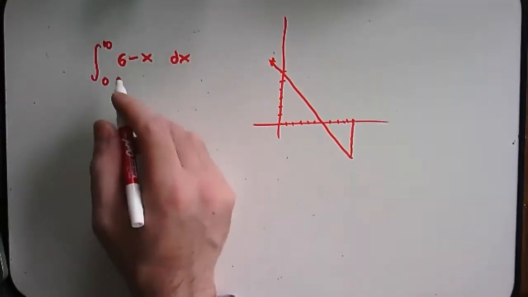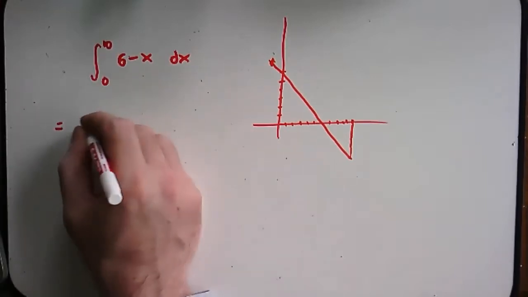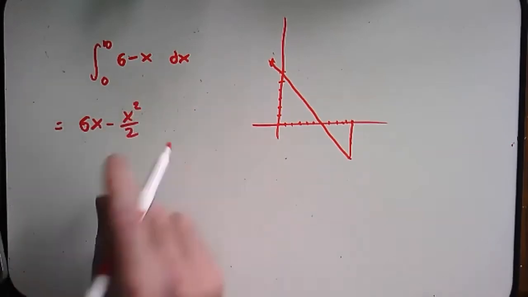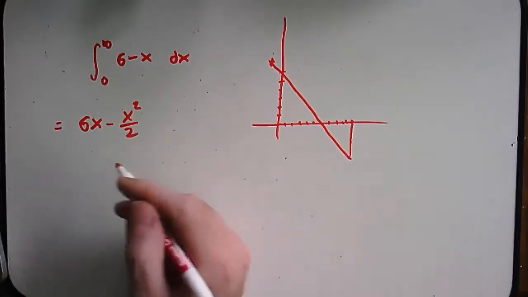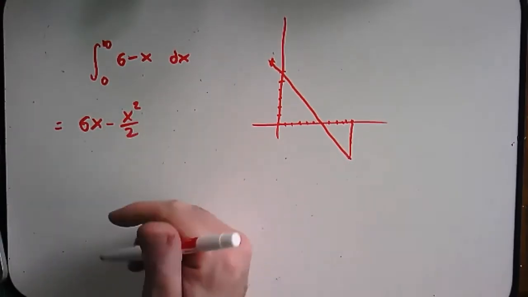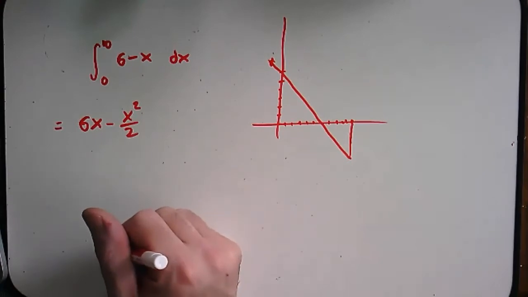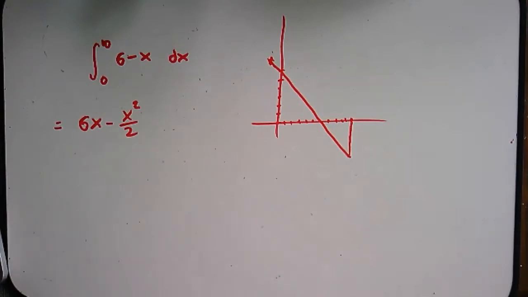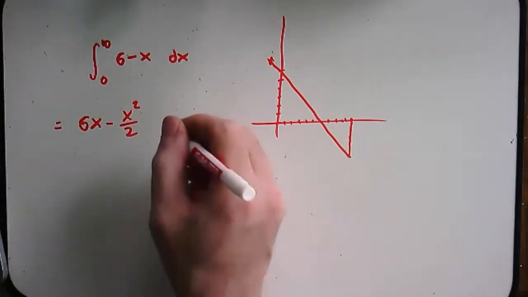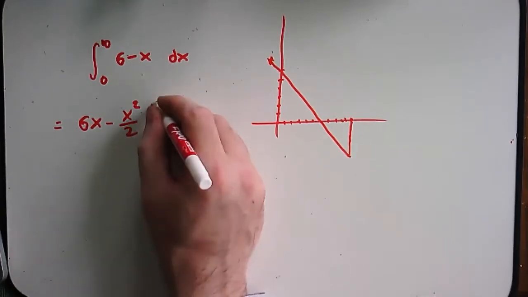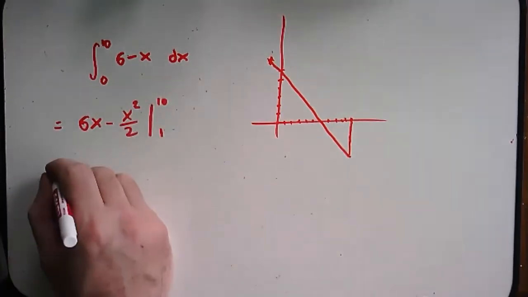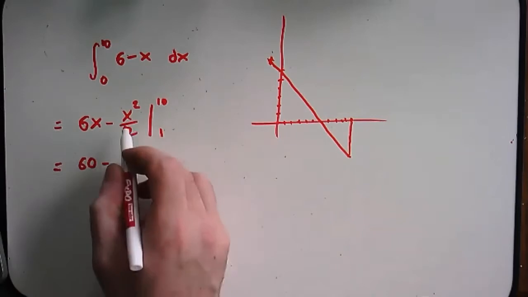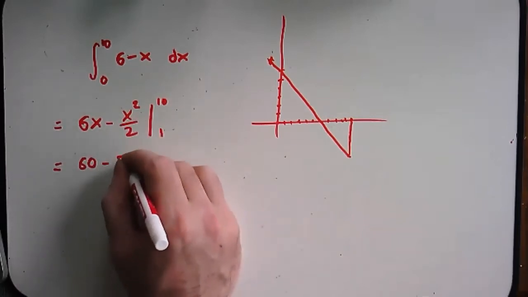The fundamental theorem of calculus says to take an antiderivative. That would be 6x minus x squared over 2, right? That would be my antiderivative. I don't have to worry about the plus c because the fundamental theorem of calculus allows us to pick any antiderivative that we want for the purposes of evaluating the definite integral. So for convenience, we just choose the one where c equals 0. My endpoints are 10 and 0, and so my answer would be 60 minus 100 over 2, so 60 minus 50.